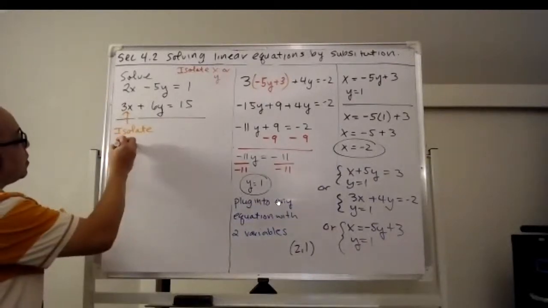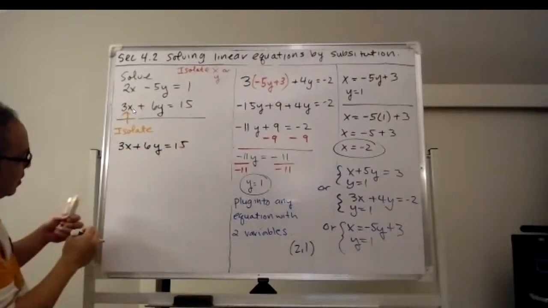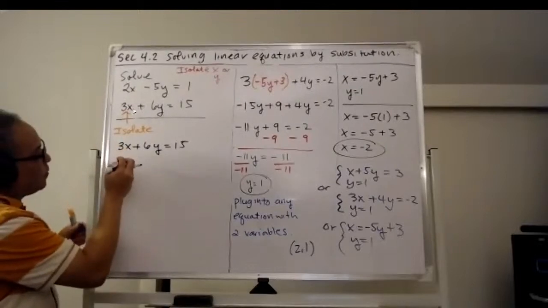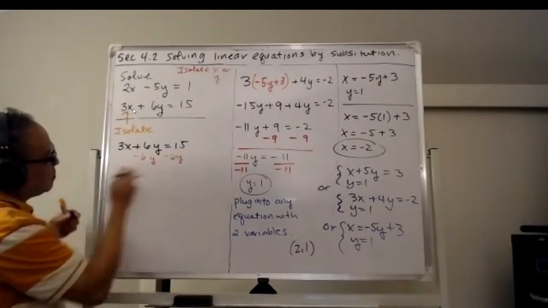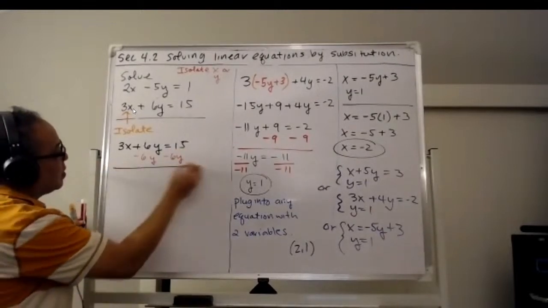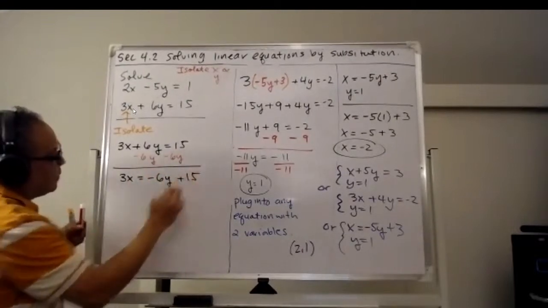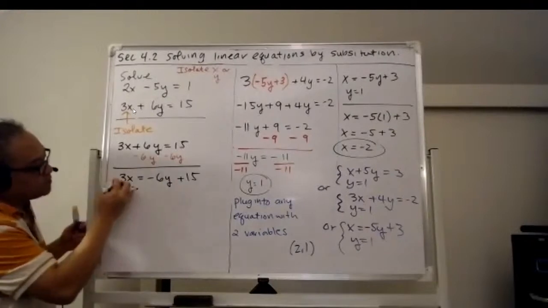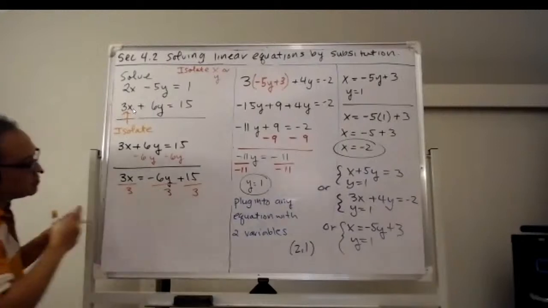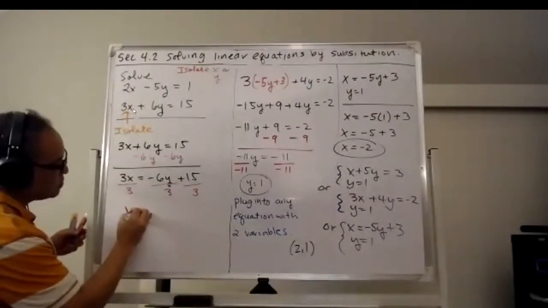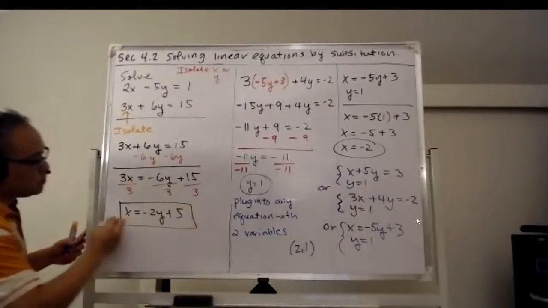So you get 3x plus 6y is equal to 15. And then I'm going to divide everything by 3. I'm going to get rid of the 6y. 3x is minus 6y plus 15. And then I divide everything by 3. All right.